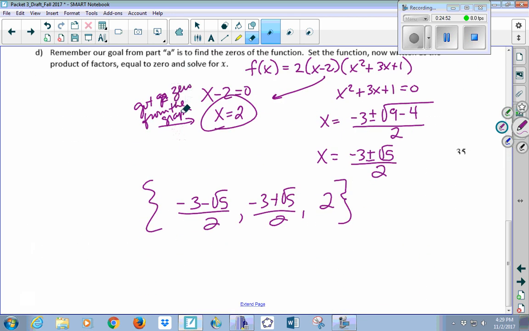So the exact solutions, here's your smallest solution, your next smallest, and then your largest. Since you're solving for x, your answer is a solution set. So if you have to write this in MyMathLab, this would be the order that you write your solutions in.